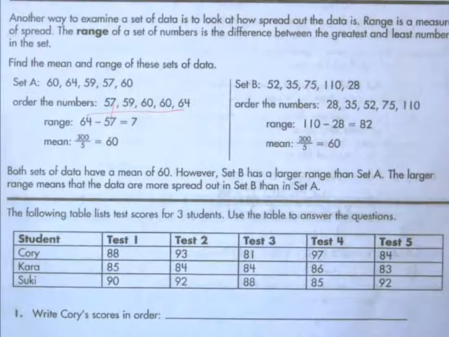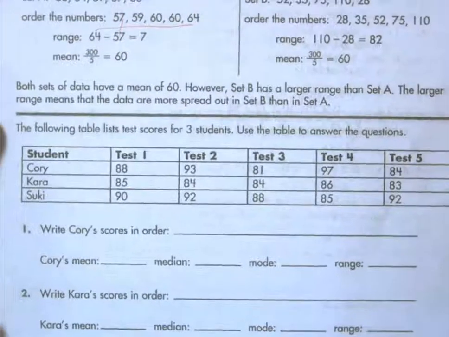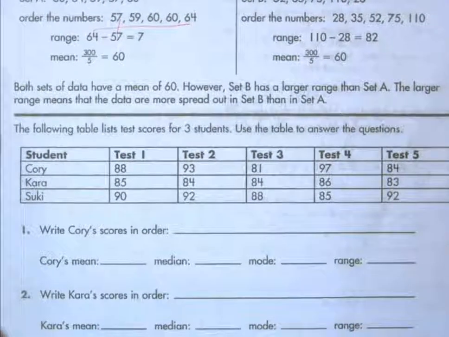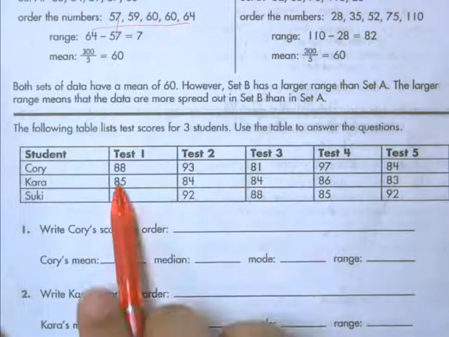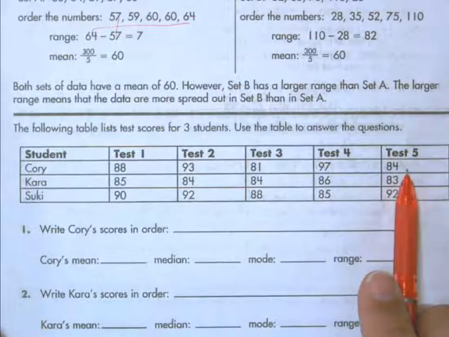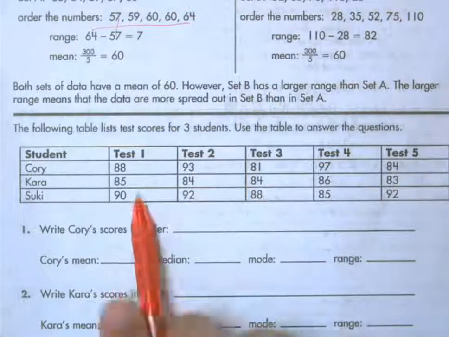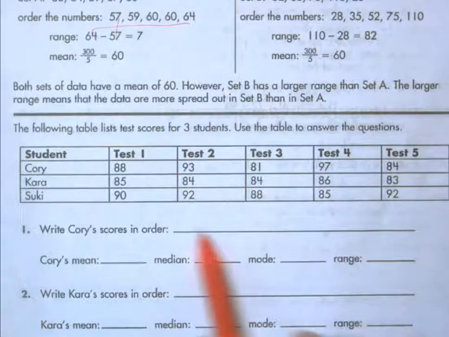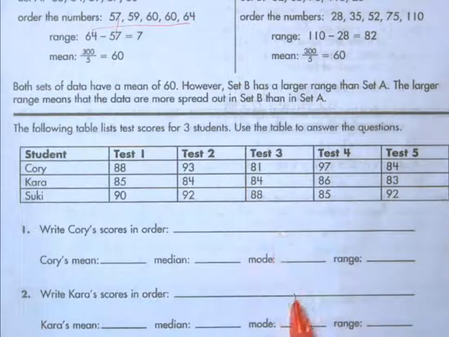So now we have a table of values, and it says the following table lists test scores for 3 students. Use the table to answer the questions. Write Corey's scores in order. We want to write those in order from least to greatest. We want to find the mean, which is adding them together and dividing by the number of numbers. The median, crossing off first and last until we get to a middle value. Mode, which one occurs the most often, and range, which is largest minus smallest.